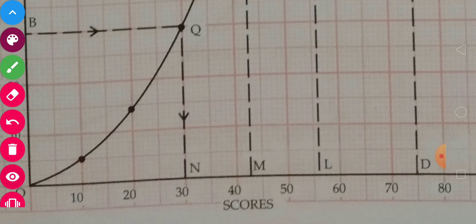Okay, so this is how we find the median. And next we needed to find the quartiles. For quartiles, what we do is, quartile means you need to find Q1 and Q3.